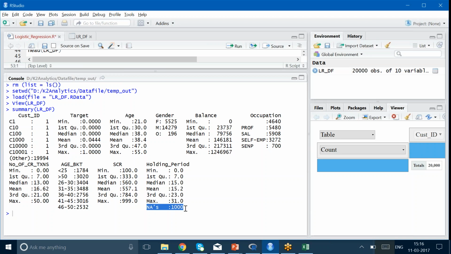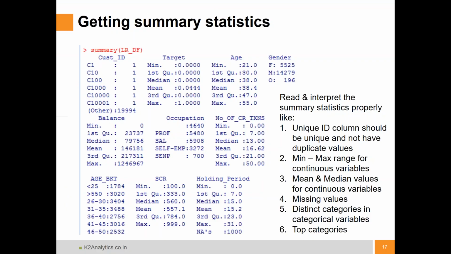So first step, when you do summarization, there are certain things you have to observe. What you have to observe is whether there is a unique identifier in your data. Second is the min-max range for continuous variables within permissible limits. Third, the mean and median values for the continuous variables, because it gives you some idea about the data. Are there missing values? In categorical variables, what are the distinct categories, and which are the top categories?